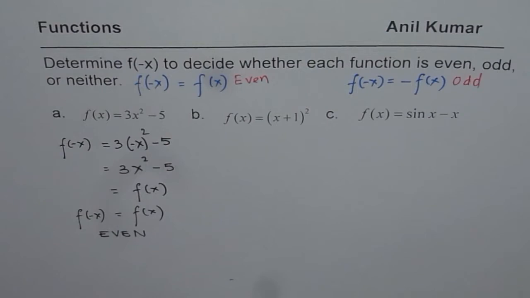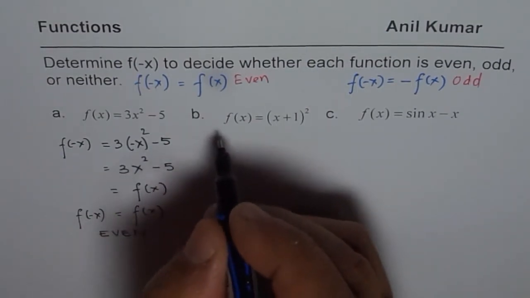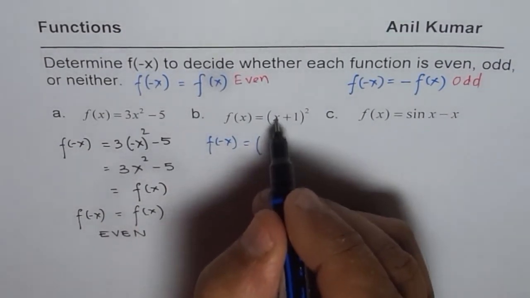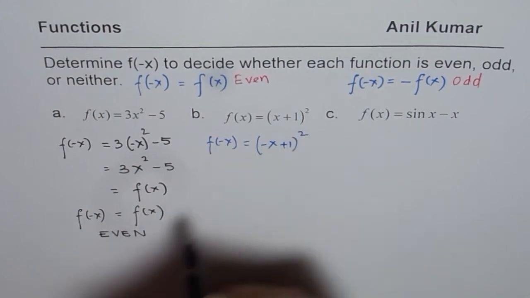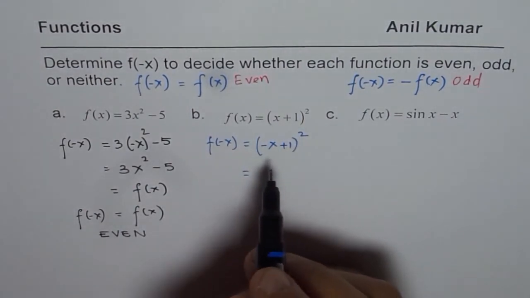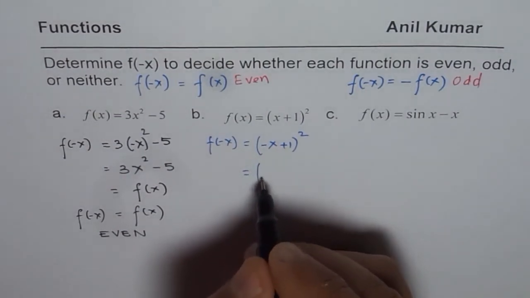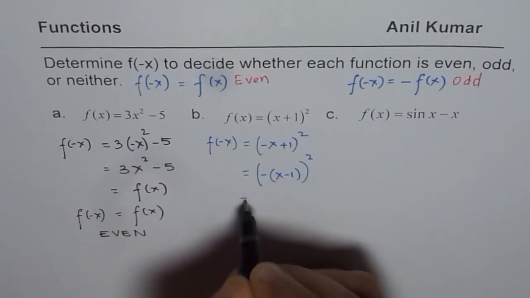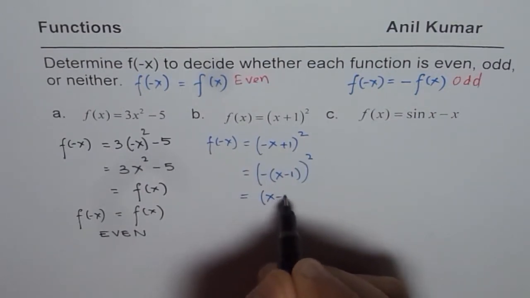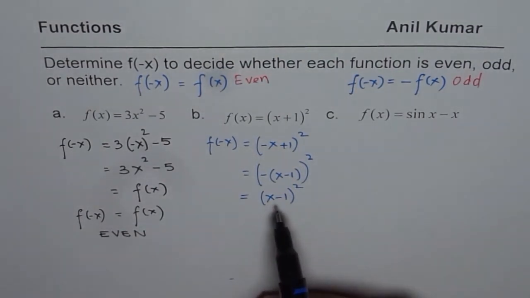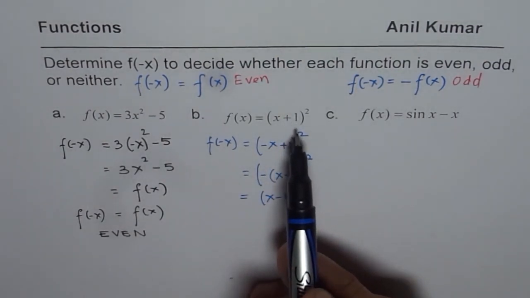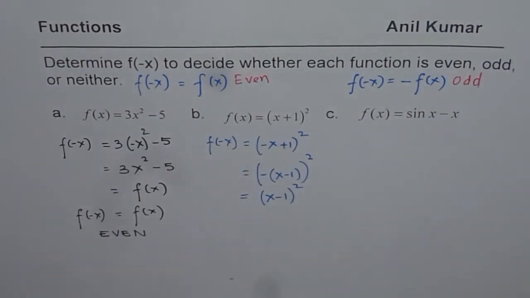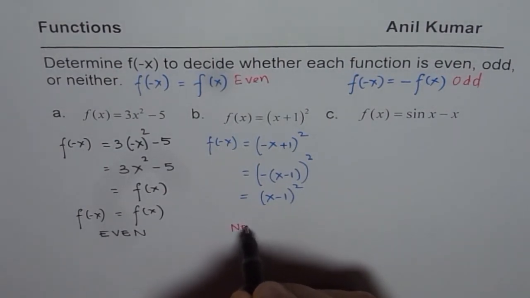Now let's do the next question. So we'll do exactly the same thing. F of minus x is what we need to figure out. So replacing x with minus x gives us minus x plus 1 whole square. And you could actually take minus common, minus of x minus 1 whole square, and then minus square is positive. What we get is x minus 1 whole square. Well, that is neither f of x nor f of minus x, right? So in this particular case, this function is neither.